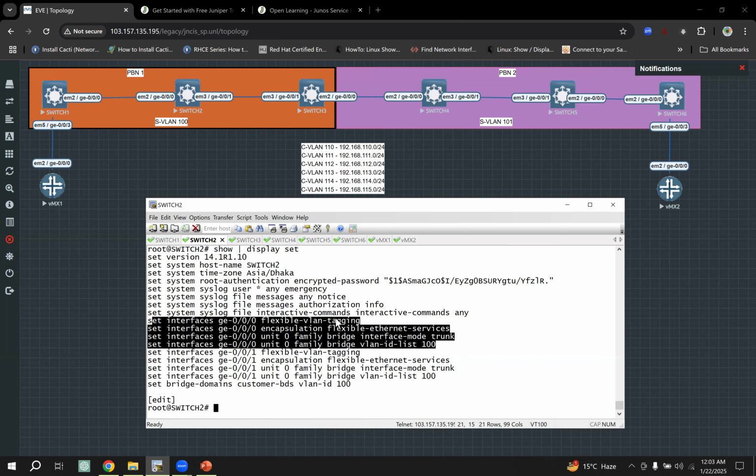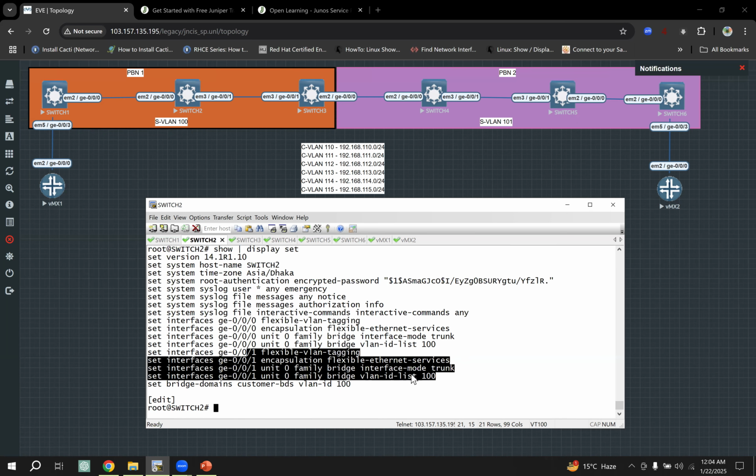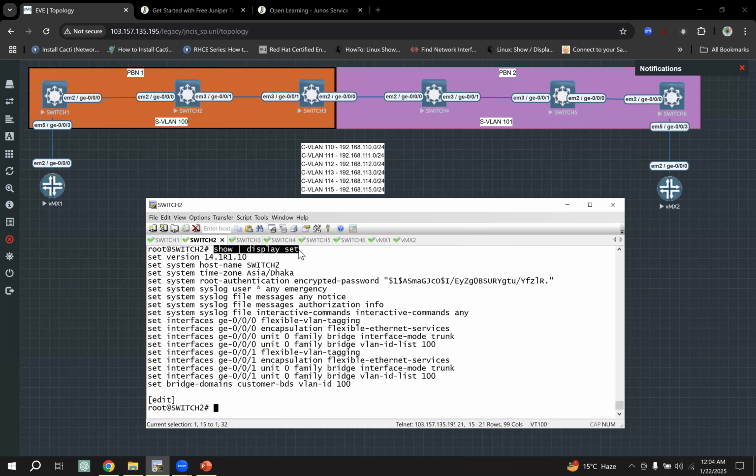Perfect. This configuration is also identical. The same thing will happen for Z0 by 0 by 1, just tracking the SVLAN and passing those SVLANs to another switch. Here the port is in trunk mode, basically trunking the VLAN from the next switch.